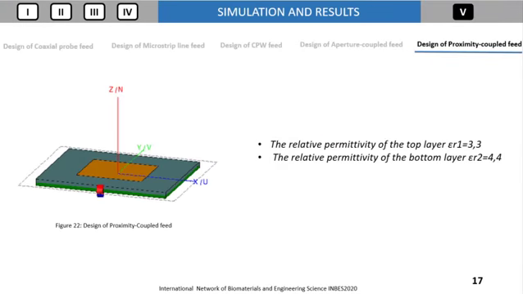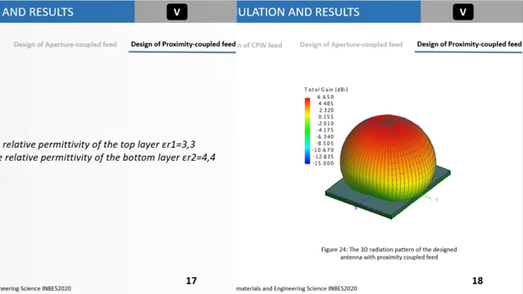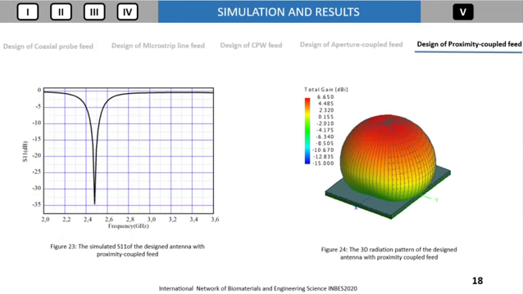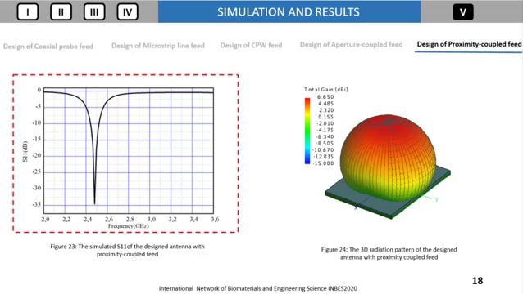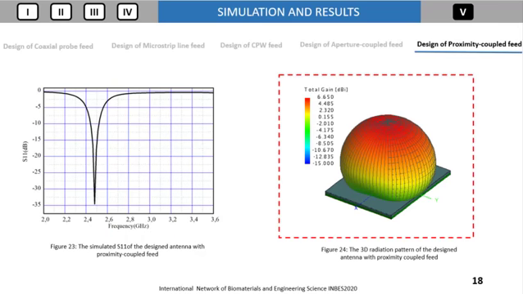Also in the proximity coupled feed, two dielectric substrates are used and the microstrip line is placed between them, where the ground plane is placed on the bottom of the two substrates as shown in figure 22. The simulation result for the reflection coefficient is depicted in figure 23. The resonant frequency is obtained at 2.48 GHz with a reflection coefficient of about minus 34.57 dB. And the 3D radiation pattern is presented in figure 24 and the maximum gain is 6.65 dB.